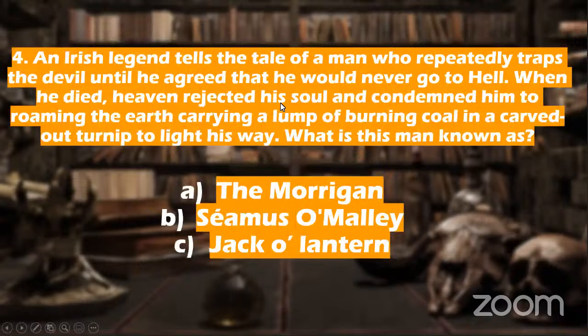Question number 4. An Irish legend tells the tale of a man who repeatedly traps the devil until he agrees he would never go to hell. When he died, heaven rejected his soul and condemned him to roaming the earth carrying a lump of burning coal in a carved out turnip to light his way. What is this man known as? The Morrigan, Seamus O'Malley, or Jack O'Lantern?